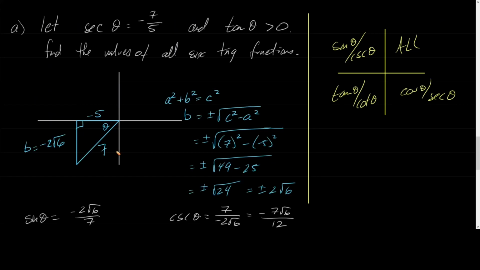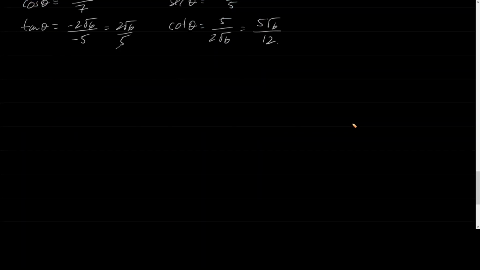So again, in order to solve this, we must first come up with a representative triangle in the quadrant that's implied, and it's implied based off of this thing over here. All right. Let's do another one.